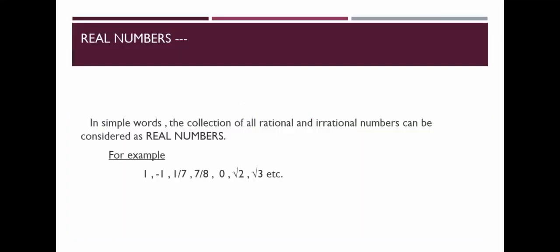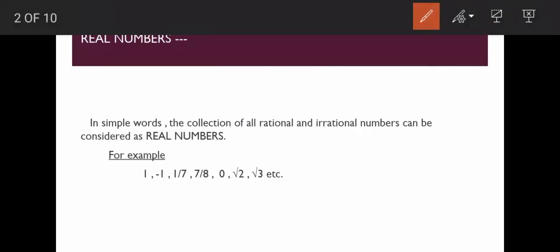The first point that we are going to discuss here is real numbers. So, what are real numbers? In very simple words, the collection of all rational and irrational numbers can be considered as real numbers. That means, suppose this is the world of real numbers. This entire world of real numbers can be divided into two parts.